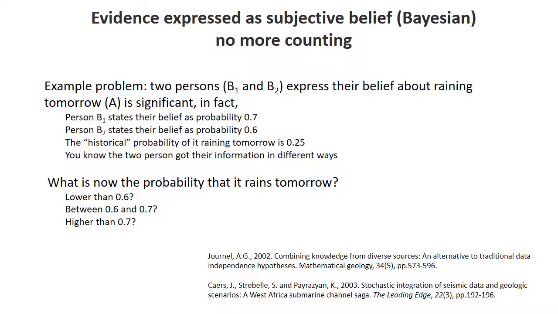So this is a very classical problem. There are many solutions to that. One of the solutions we'll look at today is provided by Journel in this paper here below, On combining knowledge of diverse sources, and also there is an application to uncertainty quantification of the subsurface in this Leading Edge publication.